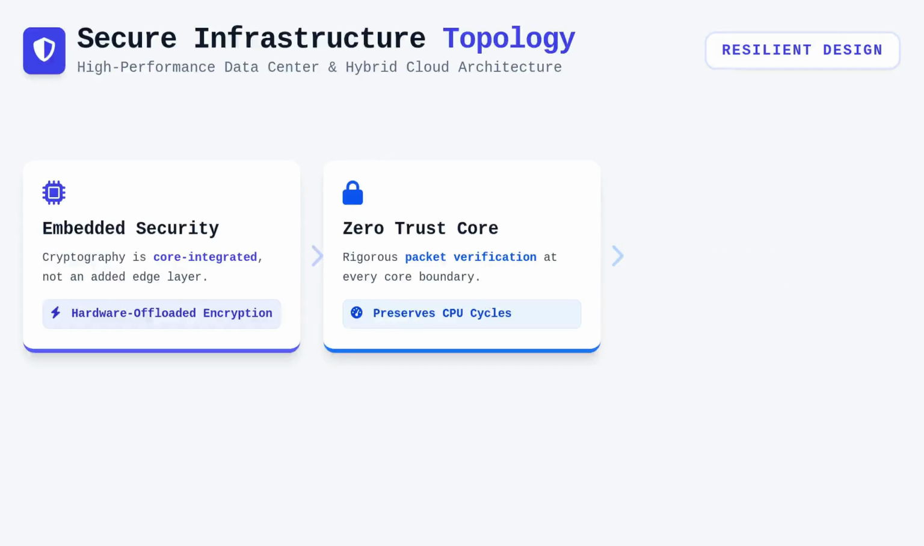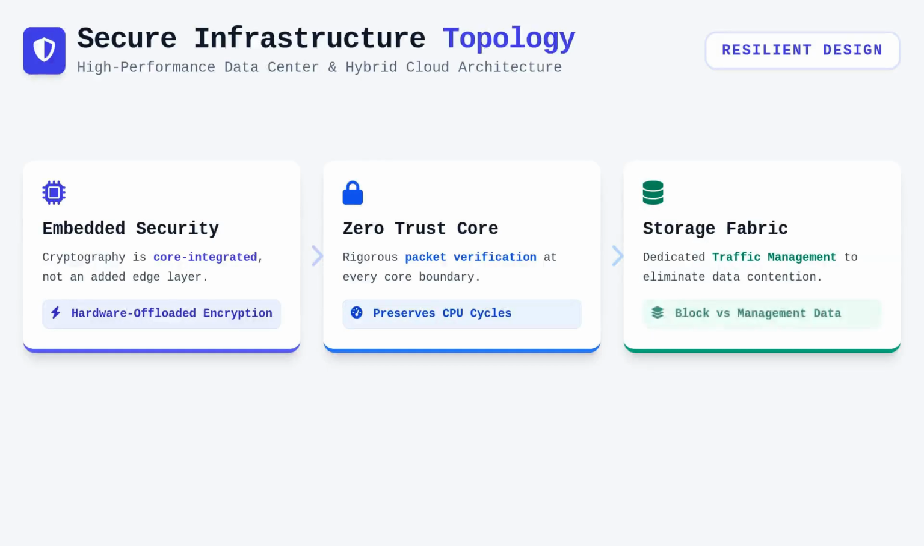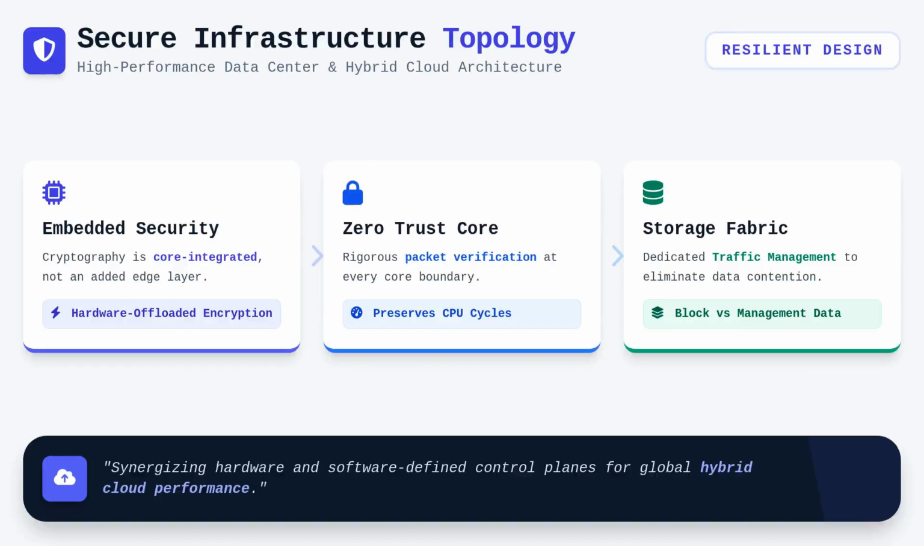When we integrate storage fabrics into the network core, the architectural constraints become even tighter, requiring dedicated traffic management policies to ensure that block storage traffic does not contend with routine management data. The goal is to create an ecosystem where the hardware and the software-defined control plane work in concert to provide a secure, high-performance path for all hybrid cloud workloads globally. By internalizing these compressed specifications and focusing on resilient infrastructure design, you prepare yourself to manage data centers that remain performant even under the most rigorous stress conditions.